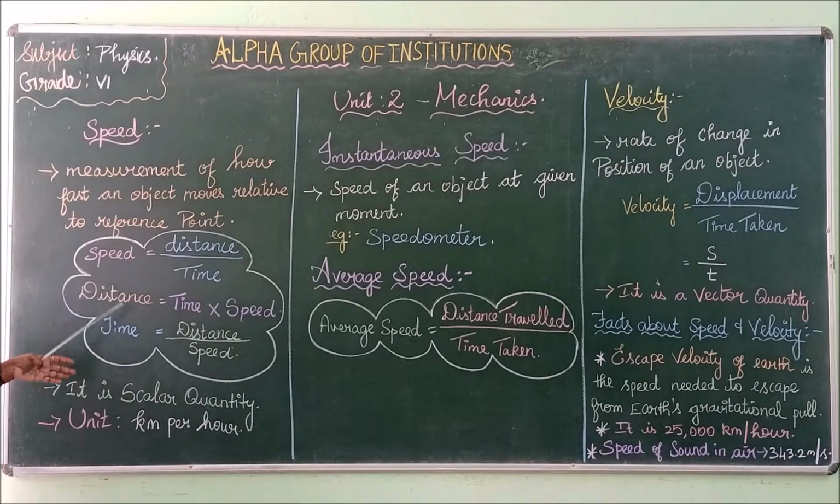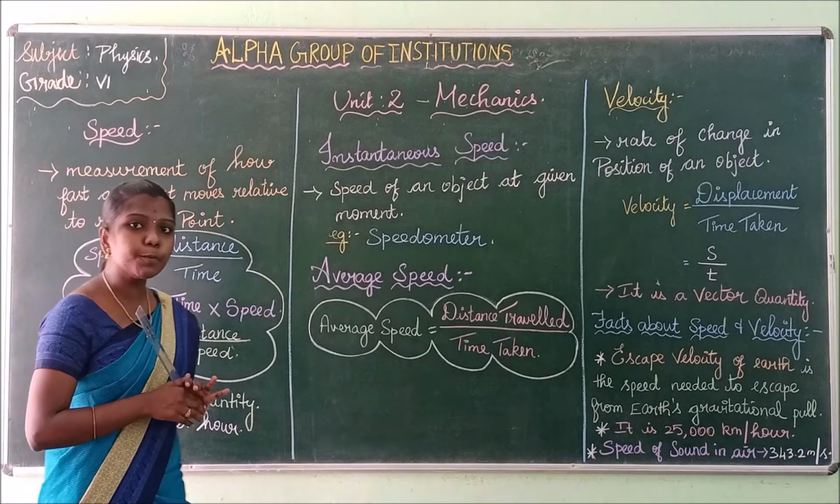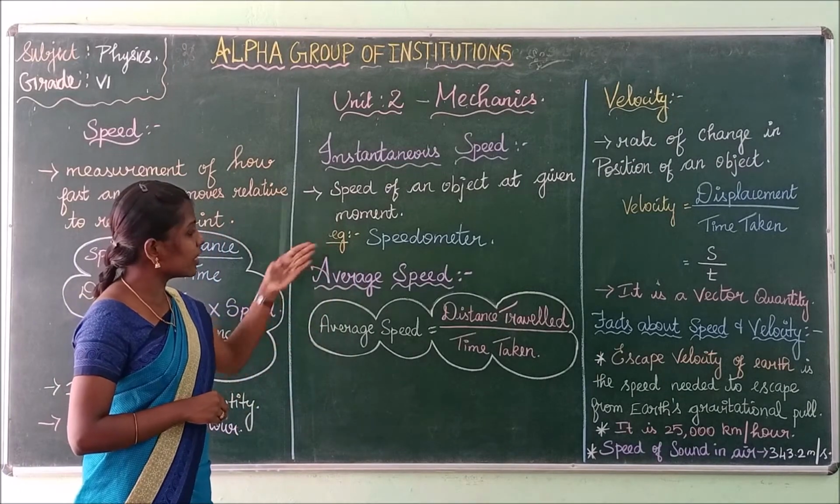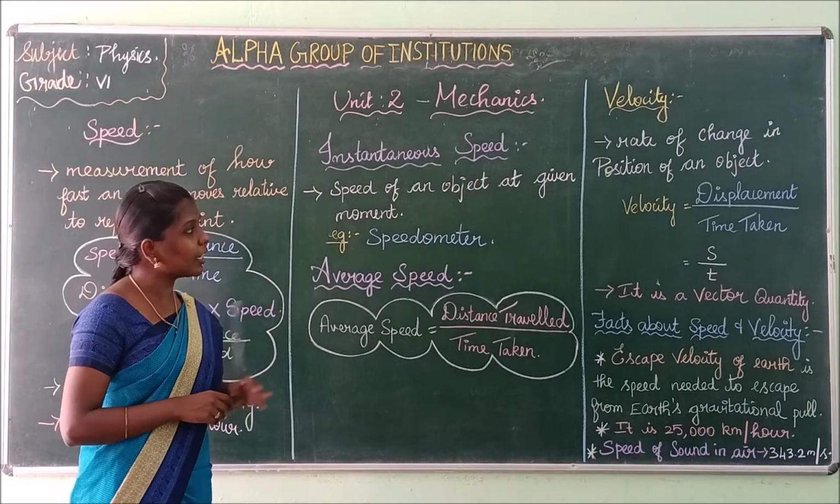So the unit of speed is kilometer per hour. Is it clear? Yes, these are all various points for speed. Now we are going to see the types of speed. Speed is of two types, namely instantaneous speed and average speed.